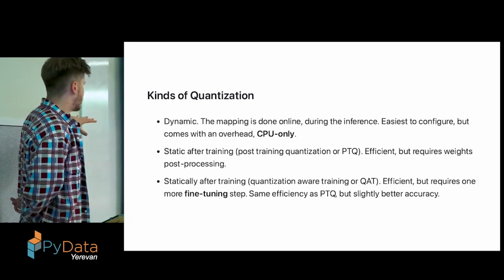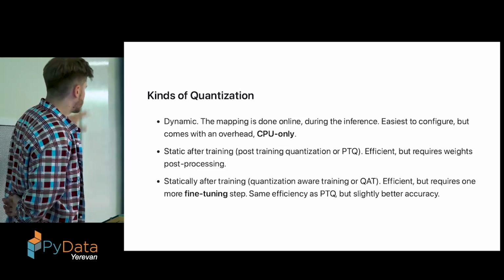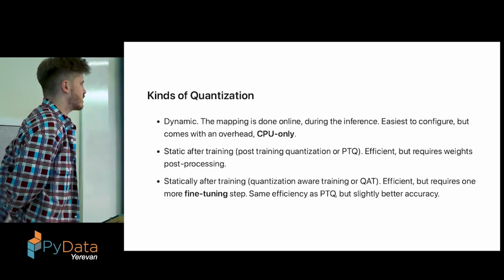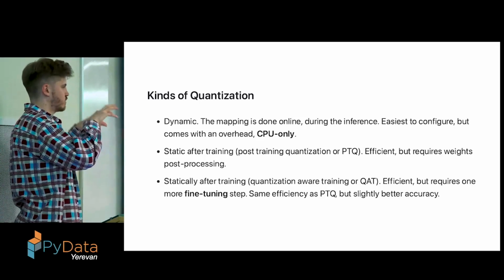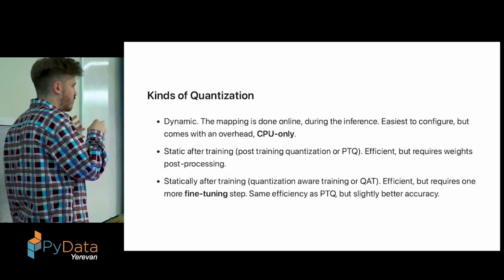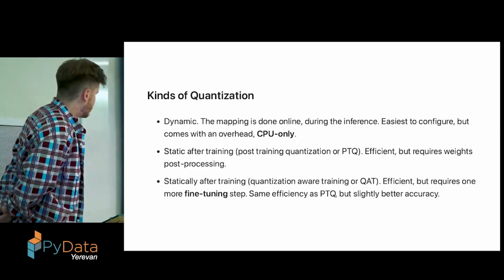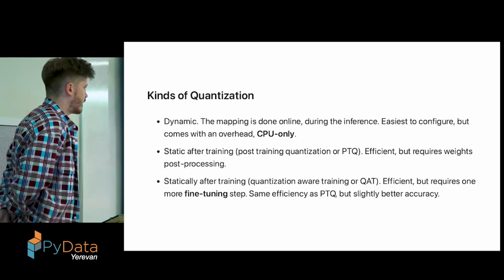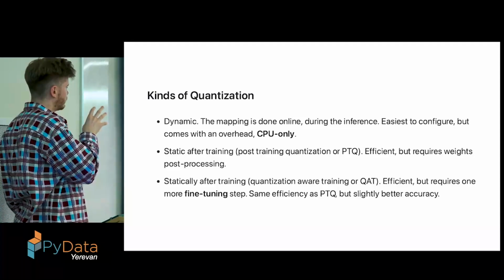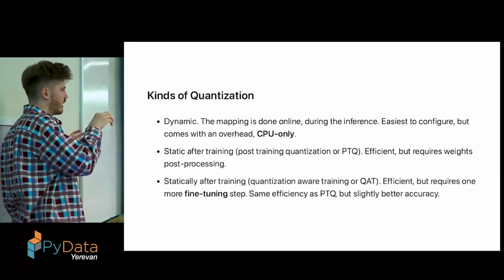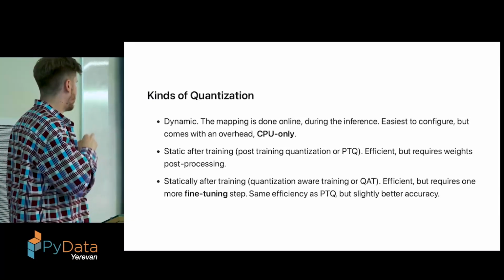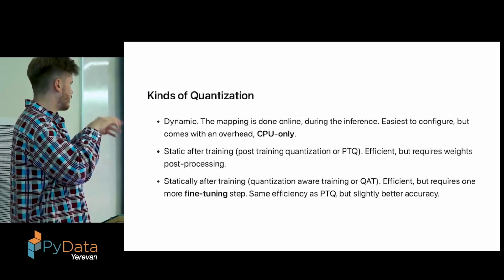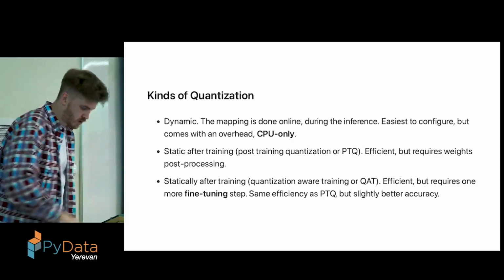And there are 2 types of static quantization. The first one is post-training quantization, where you just take the weights of the neural net and change the numbers. The second, also a static approach, is quantization-aware training, but you need to feed a little bit more data to the neural net. You can think of it as a second fine-tuning to make your model lightweight.